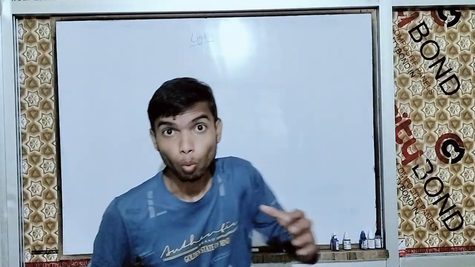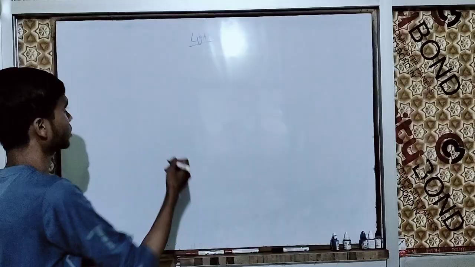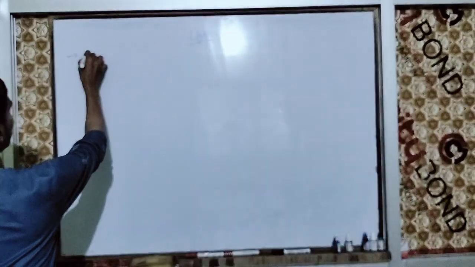As you can see, one word is written over here, which is light, and the name of this lecture is light. Let's start from scratch. The first word is object.